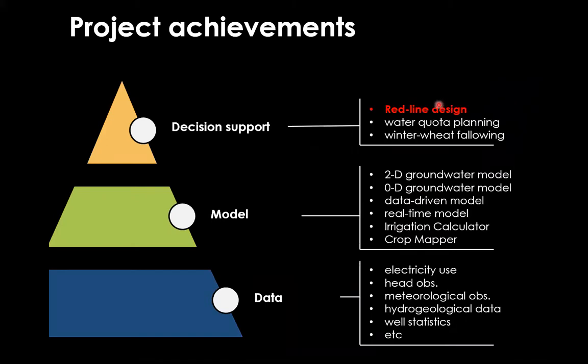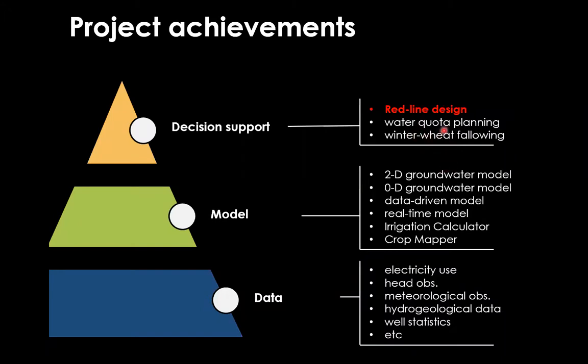And then with those data and models, we propose a strategy for managing the groundwater in our study region by planning the amount of water that you can pump from the shallow aquifer and how much winter wheat crops need to be fallowed in order to mitigate this overpumping. Since the winter wheat here is the main water consumer in Guantao.